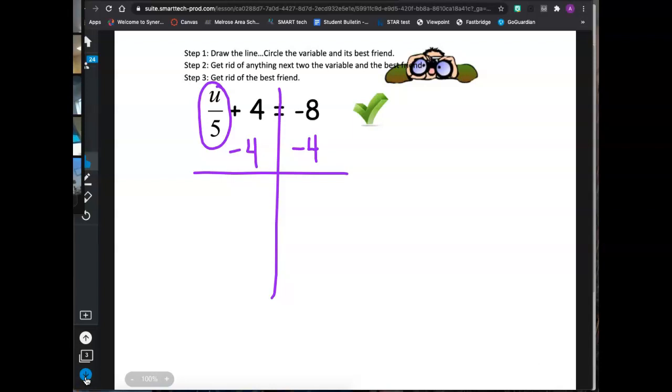Okay, I'm going to cross off the 4's. I have the variable and its best friend. So I bring that down. Equals, what's negative 8 minus 4?